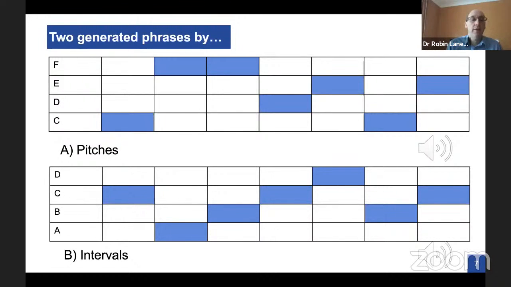And would you like to play the bottom phrase, please? If you just have those again. And then the bottom. Okay, so have a think about those, and maybe put something on the chat if you feel so inclined.